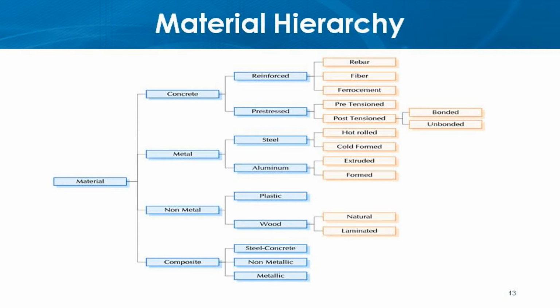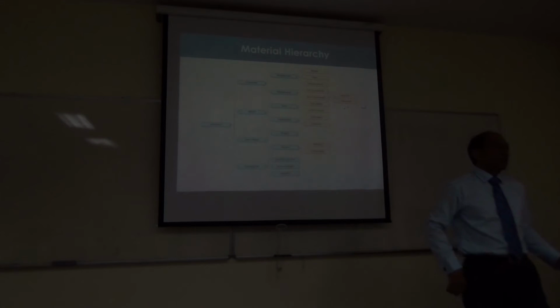It is showing you the hierarchy of how the material is organized. Basically, it's a material. Material can be divided into concrete, metal, non-metal, composite. So these are the main categories, right, of the materials. And then from concrete, we can have reinforced concrete or pre-stressed concrete. Reinforced concrete will have rebars, fibers, ferrocement. Pre-stressed concrete will have pre-tension, post-tension, bonded, unbonded. Similarly metal: steel, hot rolled, cold formed, aluminum, extruded, formed, plastics, wood, natural, laminated, and then many composites. These are all structural materials.